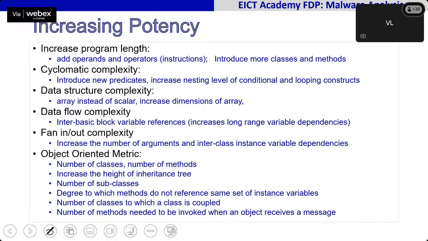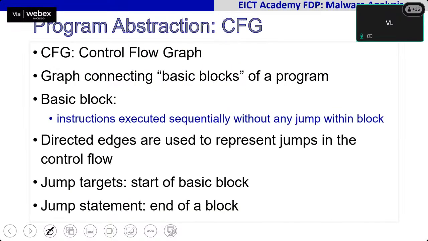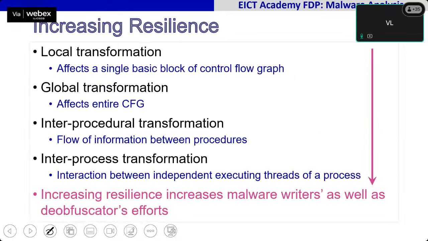So all these methods can be used to change potency. Now we'll be coming to it later on. First of all, let's talk about resilience. Basically what we are trying to do here is resilience, since we are making it difficult even for a machine to understand what the code is doing.